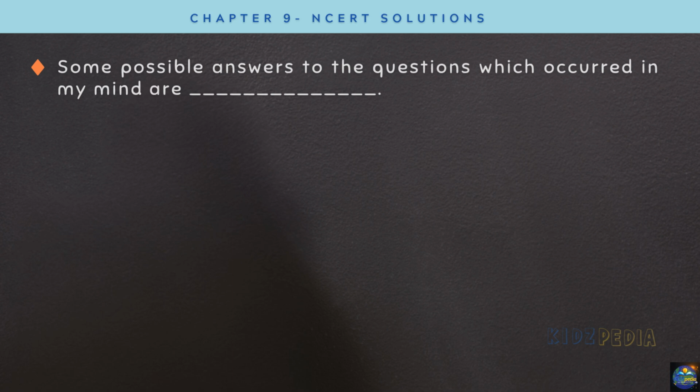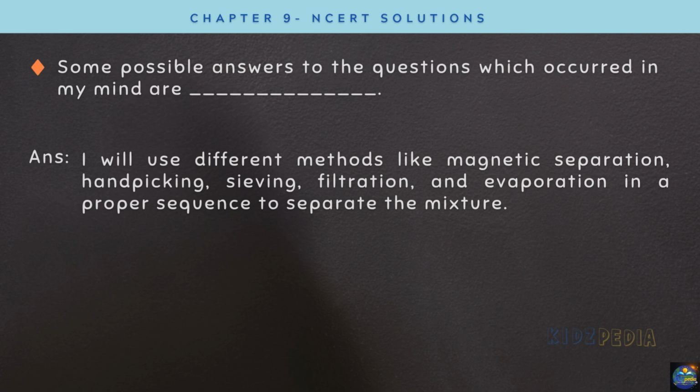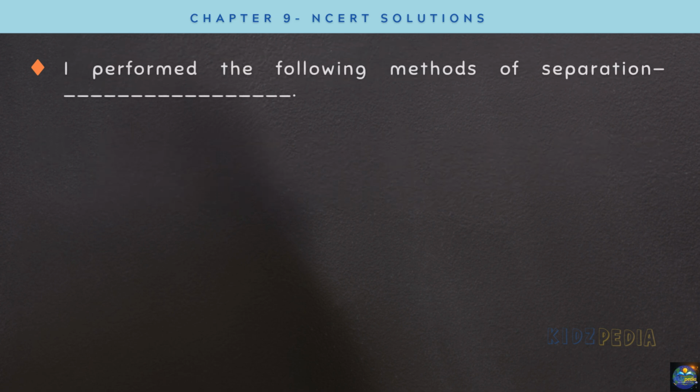Some possible answers to the questions which occurred in my mind are: here you should write the answers or ideas that came to your mind while solving the problem. Write the solutions or steps you thought of, not the questions. So you can write the answer like, I will use different methods like magnetic separation, hand picking, sieving, etc. to separate the mixture. I performed the following methods of separation.